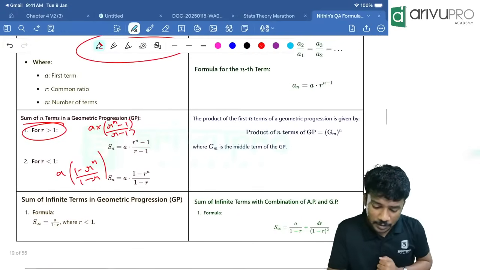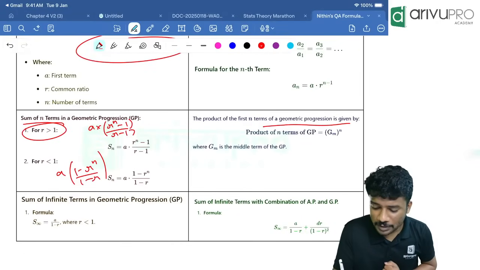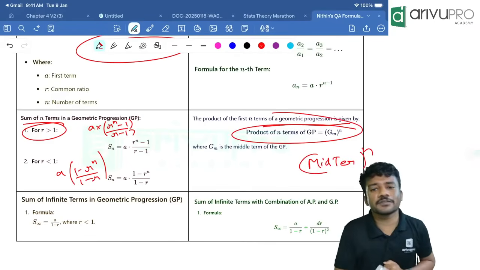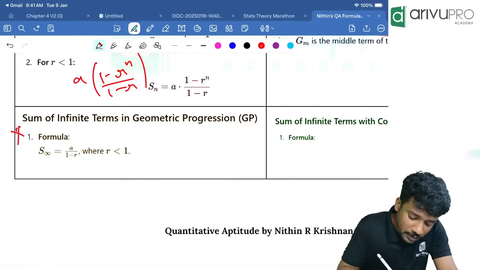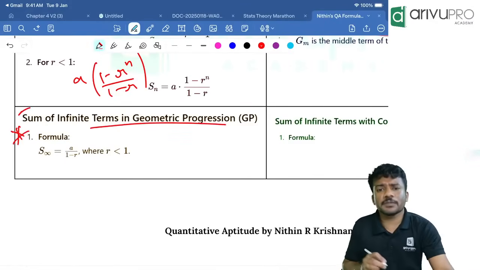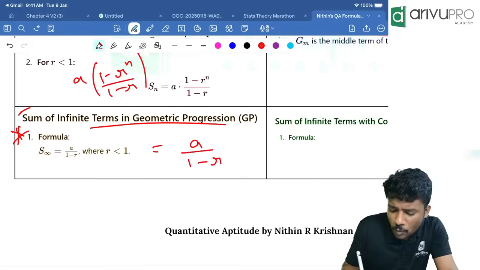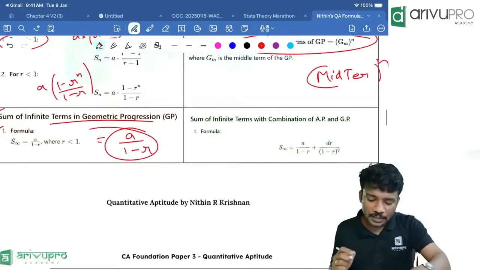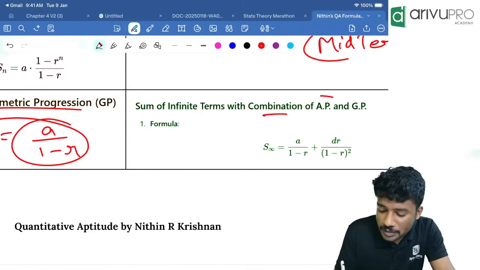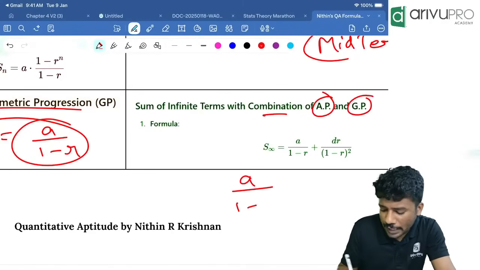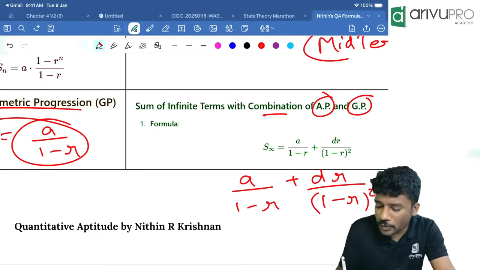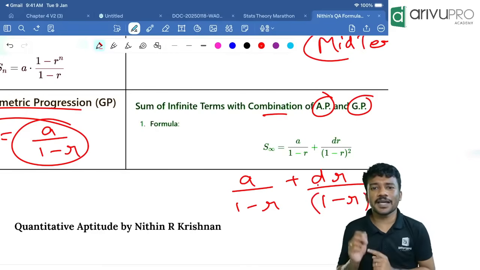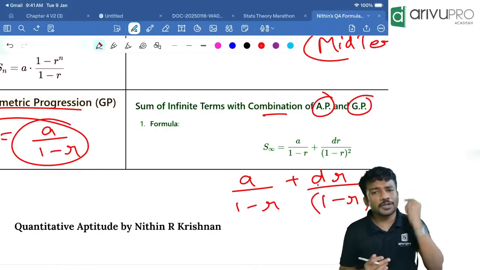Then people, what is remaining? The product of n terms of a geometric progression is nothing but the middle term raised to n. Then people, sum of infinite terms, very important. The sum of infinite terms of a GP is very easy: a divided by 1 minus r. Keep a note of it. Then if there are infinite terms with a combination of AP and GP, the formula is a divided by 1 minus r plus dr divided by 1 minus r the whole square, where d is the common difference of the AP, r is the common ratio, and a is the first term.